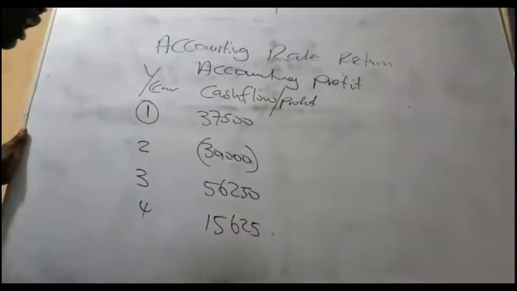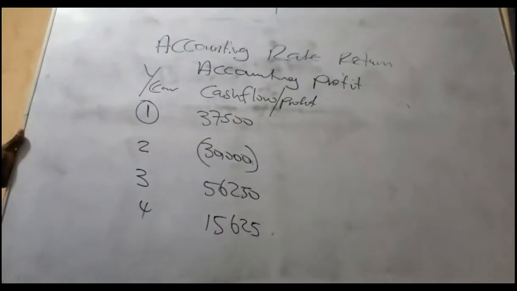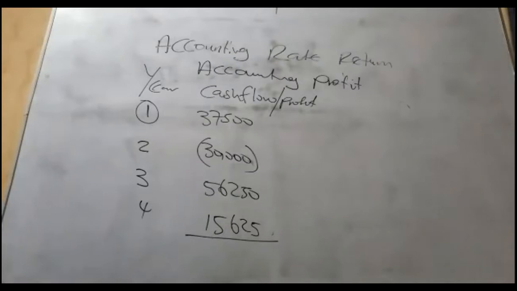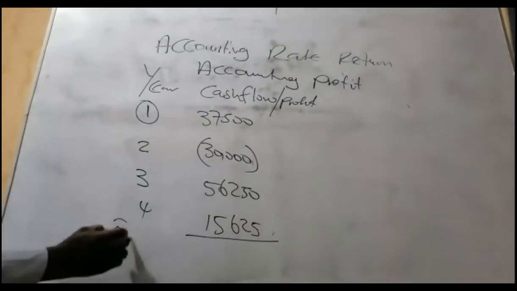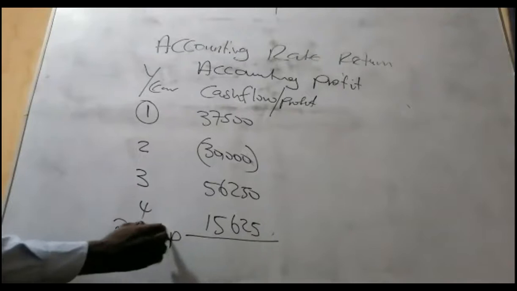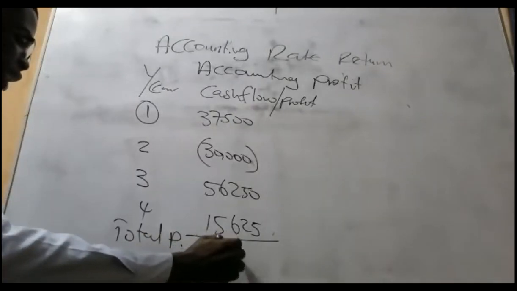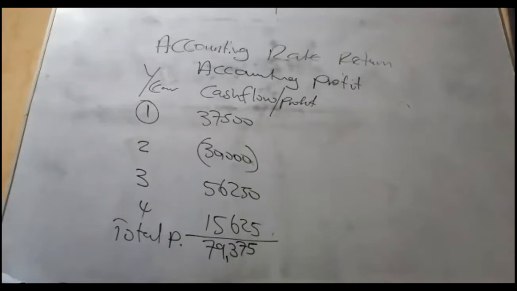15,625. Have you seen the difference, right? Yes, you are calculating profit. Now let's sum it up. So let's put them together. What's the total profit, so that we find the average? Total profit will be 37,500 plus 30,000 plus 56,250 plus 15,625. That's 79,375. Good.